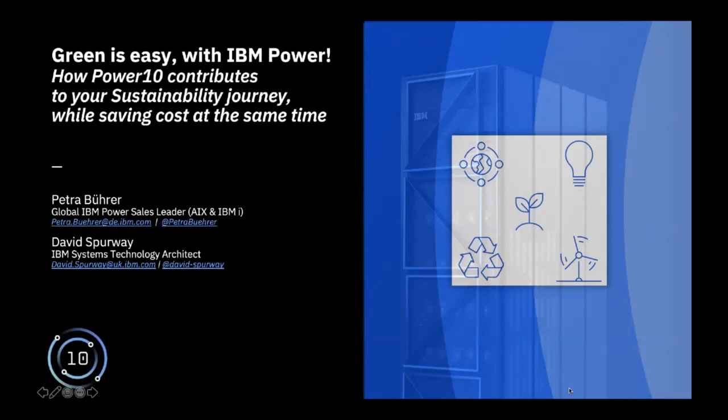And I'm really glad that we made major improvements. We were always good on the IBM Power side already, and we'll talk about that, but in particular with Power10. And with that, David, over to you for a short introduction. Oh, and I'm working out of Germany, because we just talked about where everyone is dialing in from.